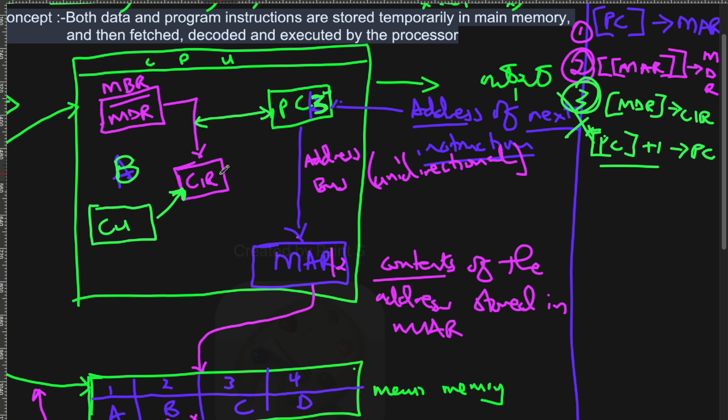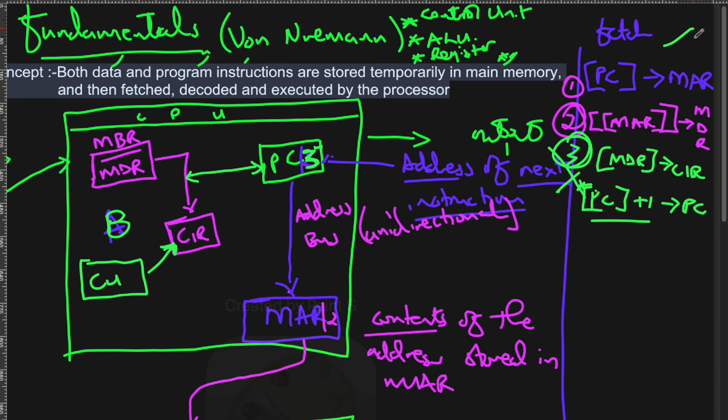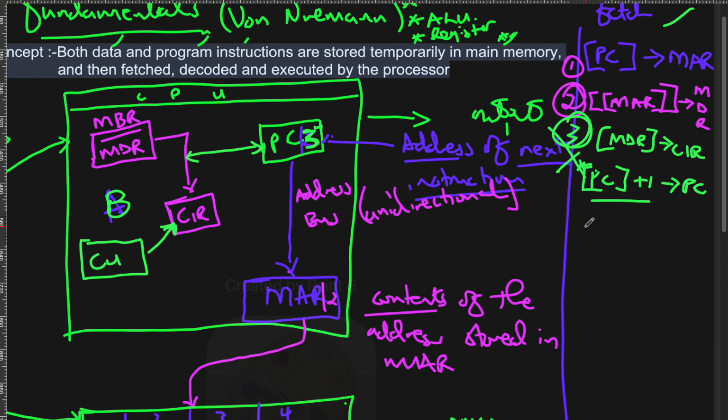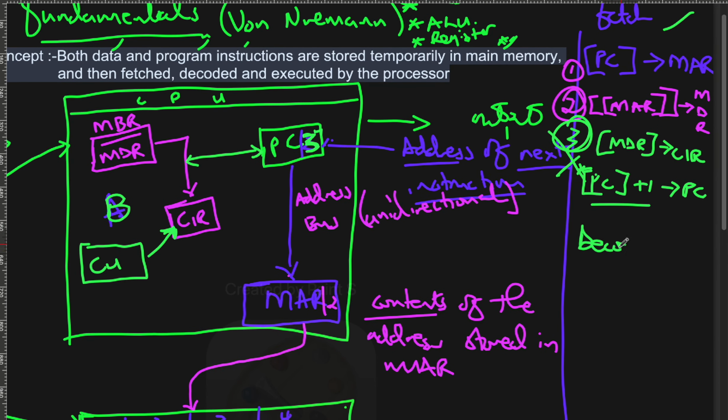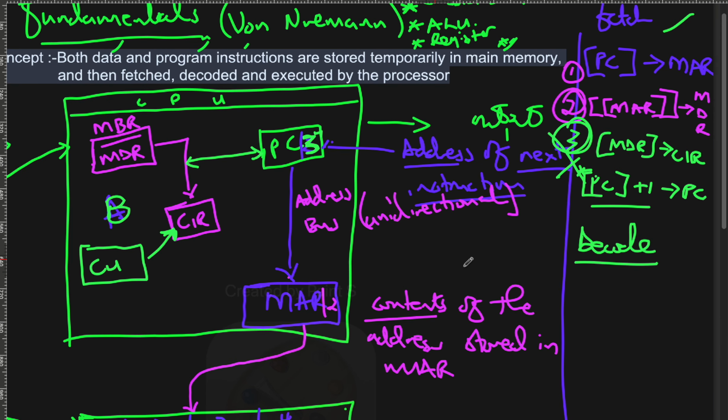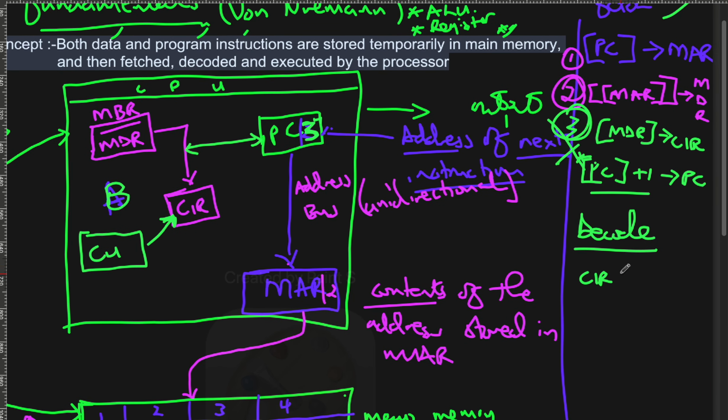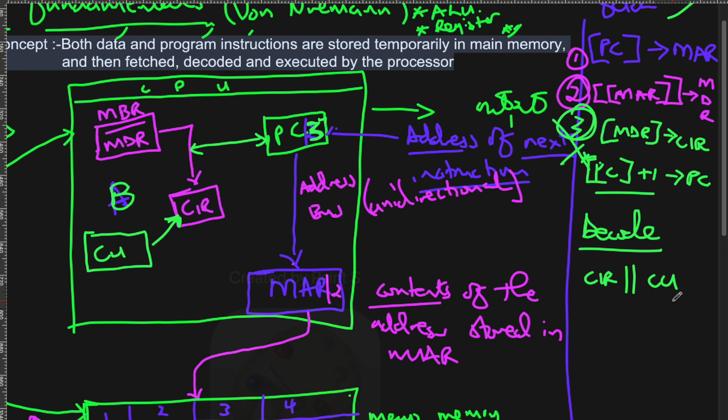So that is the fetch. The second step that's going to be involved in the fetch, decode, execute cycle is the decode part. The decoding part is going to have the data contained in the CIR and the CU, the control unit. The control unit will be doing the part of trying to decode or understand what the instructions that are stored in the CIR actually mean.